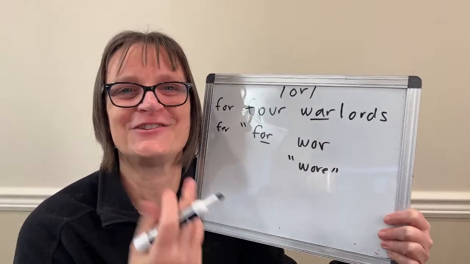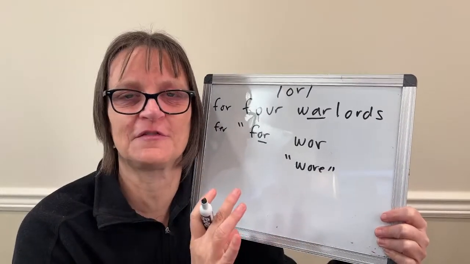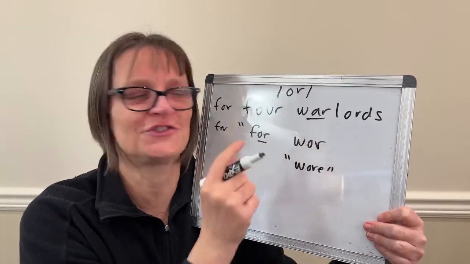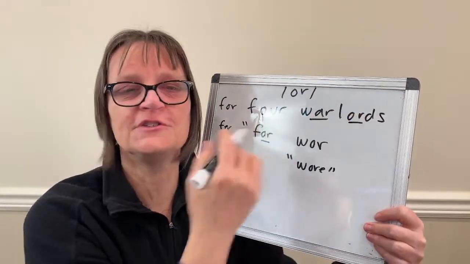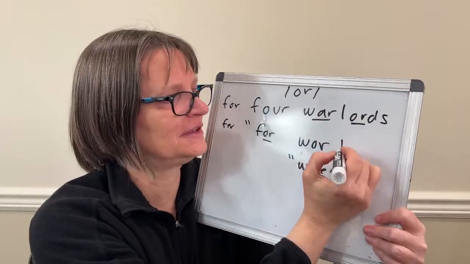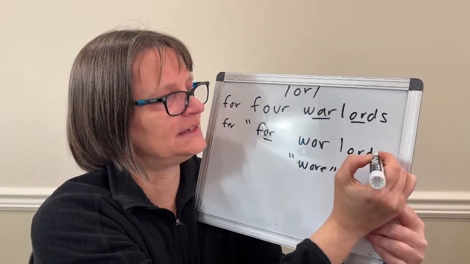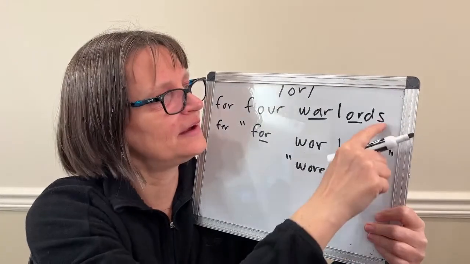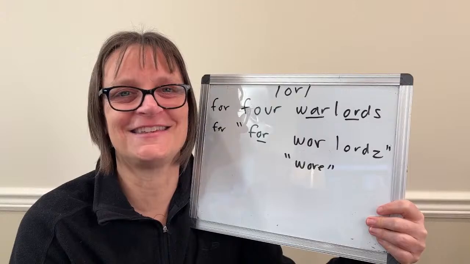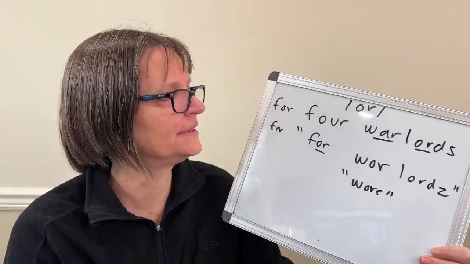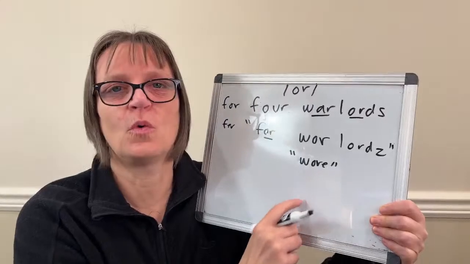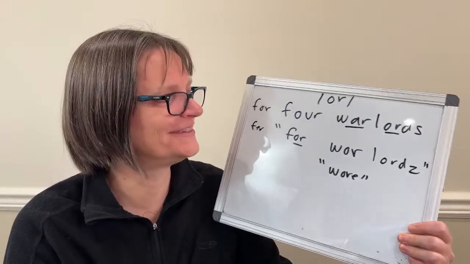The presence of the WAR follows a different set of rules, and so it can be kind of confusing. We don't want an R there, just an OR. And then Lords is more straightforward. It just follows the general idea of the OR saying the OR sound. And then our letter S is a Z sound in warlords. So it was for four warlords who wore warm clothes to war.